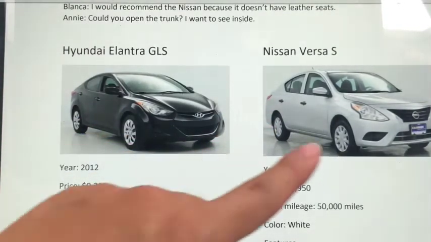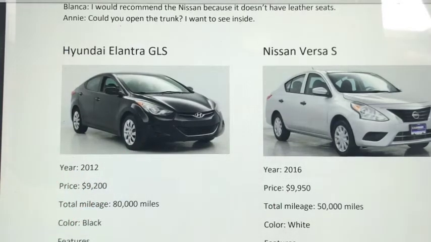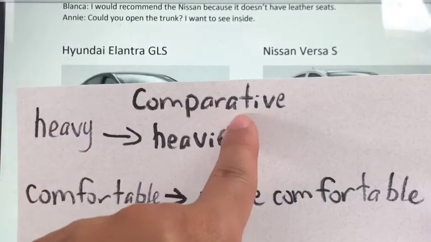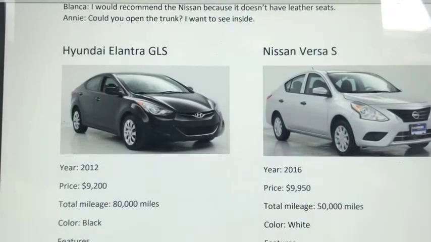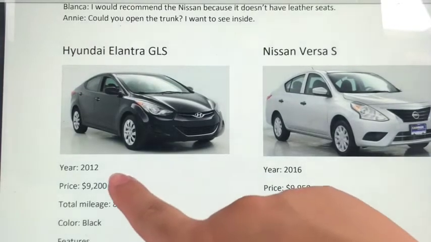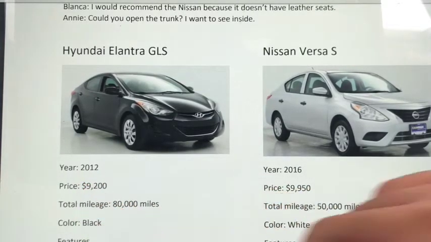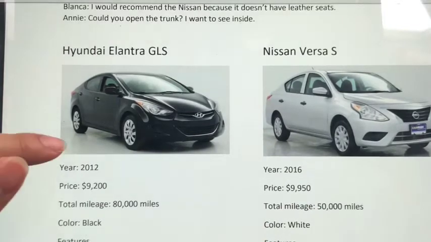So if we were to compare based on age, how would we do it? Well, we would use comparatives because we are comparing two things. And we want to know which car is older. Which car is older? The Hyundai is older because it was made in 2012. The Hyundai is 4 years older than the Nissan. Which car is newer? The Nissan is newer. The Nissan is 4 years newer.